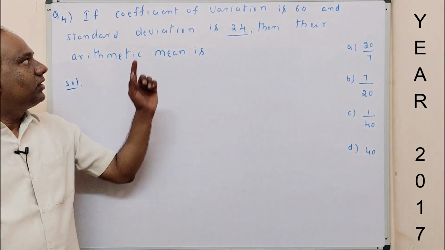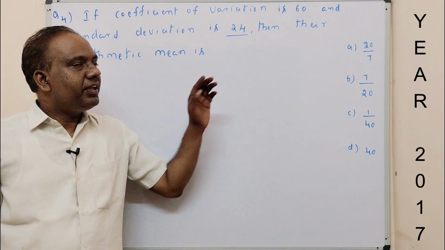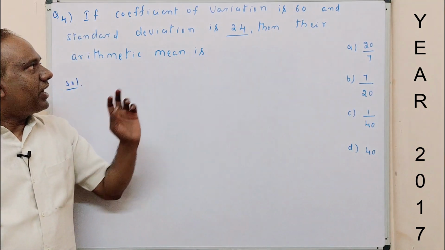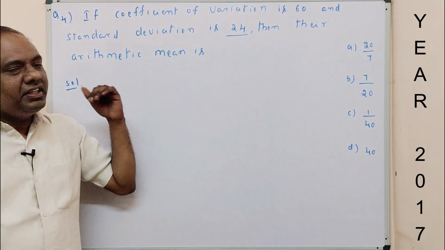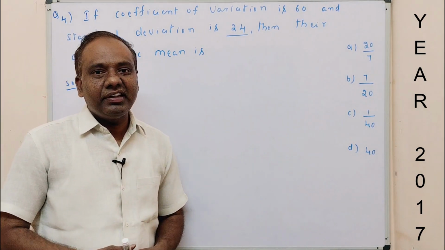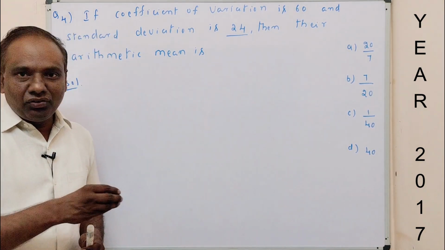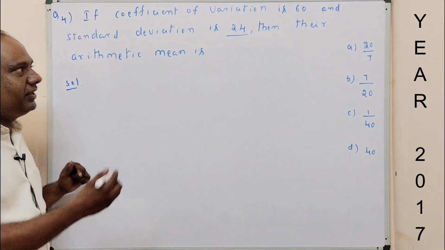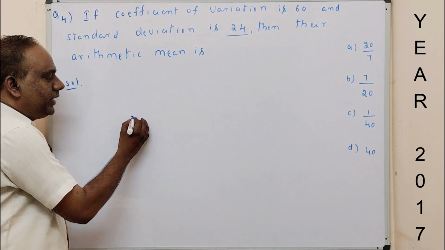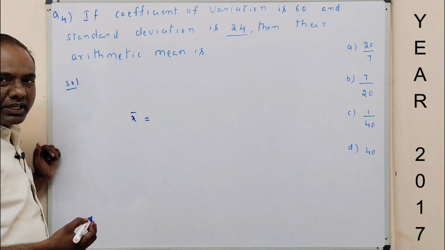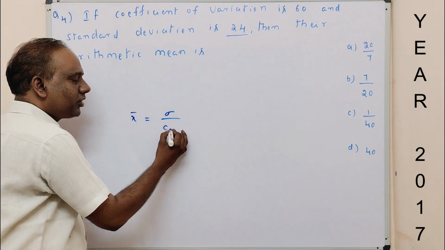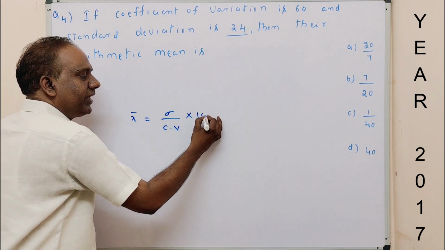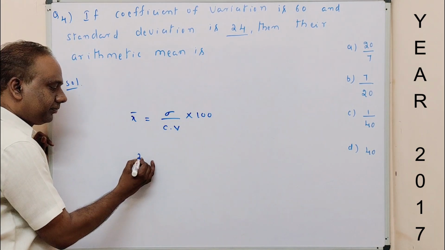Here the question is, if the coefficient of variation is 60 and the standard deviation is 24, then the arithmetic mean is what? So that is the question here. Before already we discussed directly. So mean means actually x bar. X bar is equal to, the formula is standard deviation by coefficient of variation into 100.